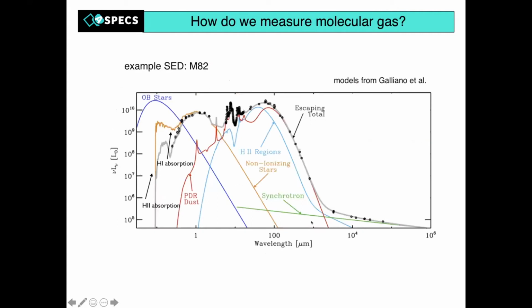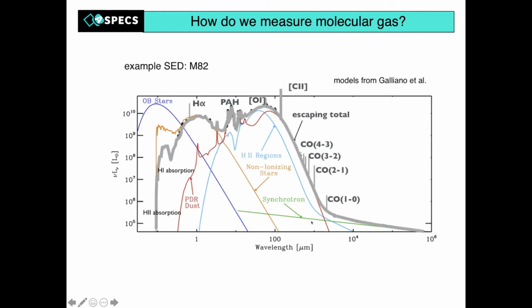So since we're talking now about molecular gas in galaxies, I just wanted to remind everybody which part of the electromagnetic spectrum we're talking about. Here I'm showing the spectral energy distribution of M82 that can be separated into the various physical processes that give rise to the final observed spectrum. As you can see here, shown in gray, which is the total intensity, this shows the continuum, but you can also see a bunch of emission lines. In particular, you can see the H alpha, the PAHs, the OI, C plus, and the CO carbon monoxide molecule.